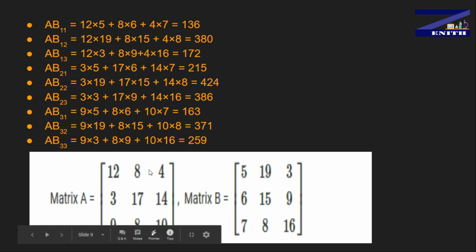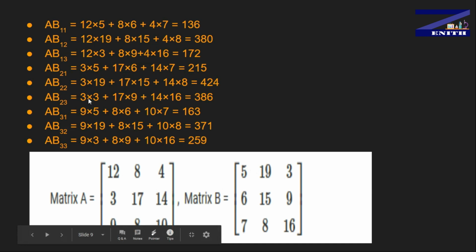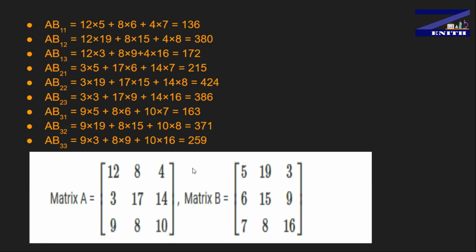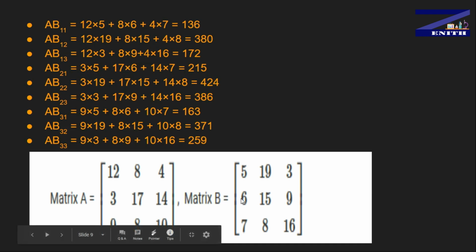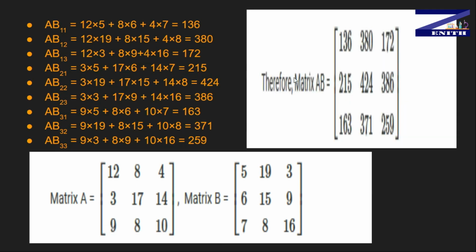You have to take the first row and multiply it with all the columns of the second matrix. Take the second row as you are seeing here. We have taken the 3, multiplied with this 5. After that 17, multiplied with this 6. 14, multiplied with 7. After adding them, you are getting this. So after doing this whole process, you are getting this matrix as the answer. Therefore AB, a product matrix, is as follows.